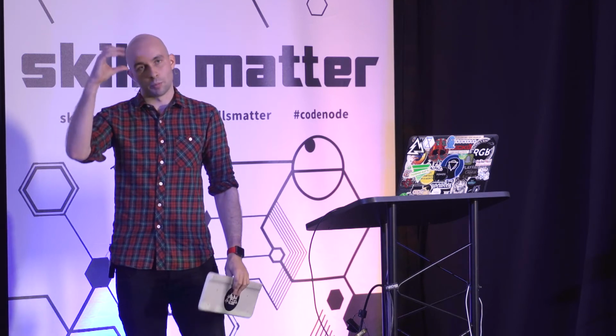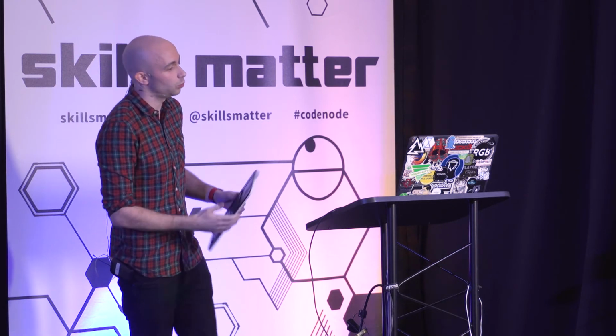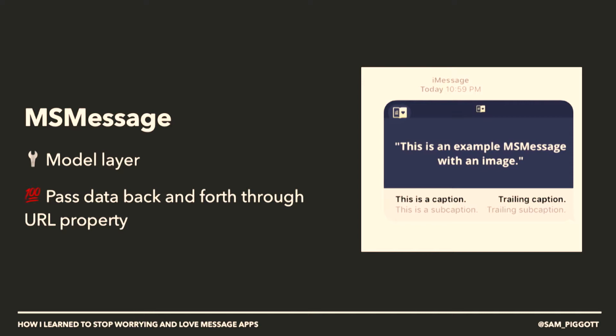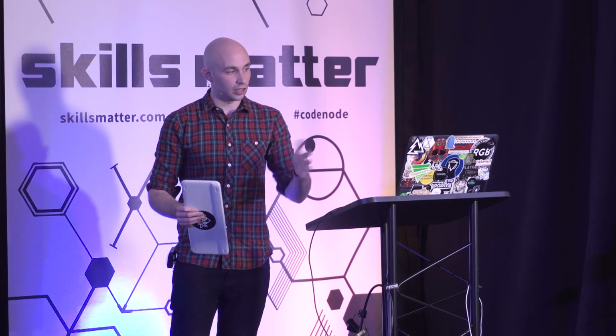You effectively have one message which takes data from the previous message, mutates it, and then passes it forward in a new one. So the way to look at the MSMessage object is as the model layer. You can pass data back and forth through the URL property. The MSMessage object also has a layout property, which takes an MSMessageTemplateLayout object, which is kind of like the view model.